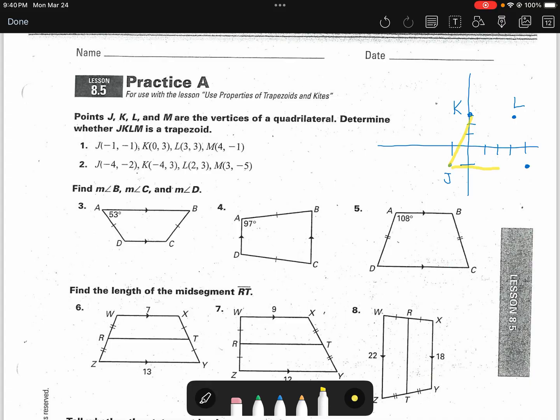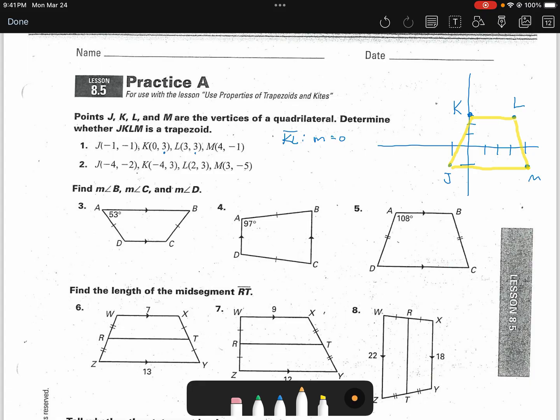So I'm going to connect those. It sure does look like a trapezoid, but I need to make sure. And the way you're going to do it is by slopes. So look at the slope of segment KL. Notice how the y values are the same. That means the slope of that guy is 0.